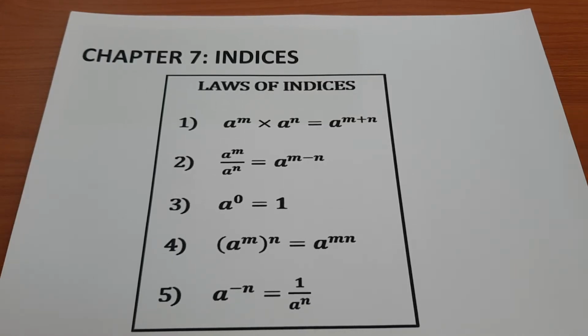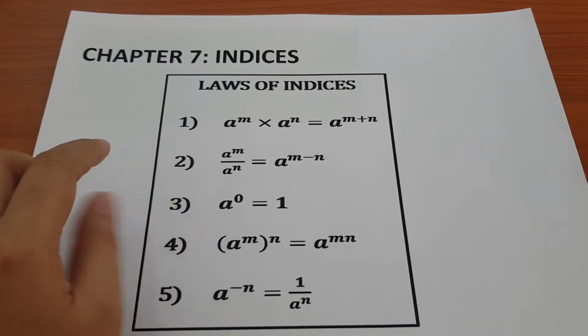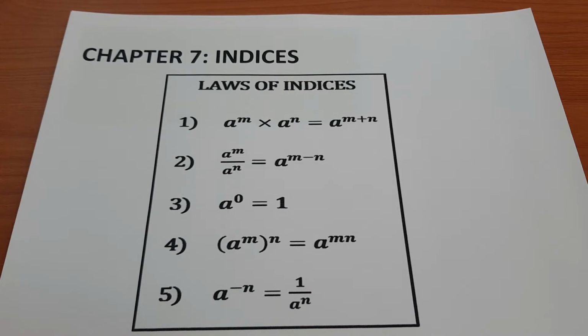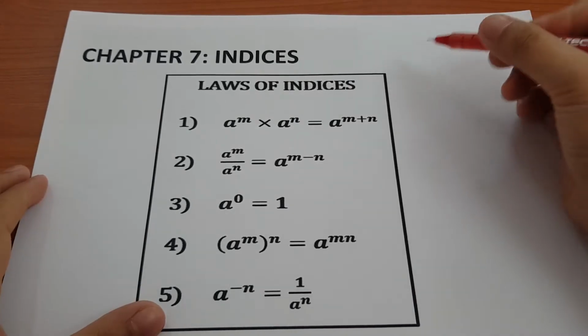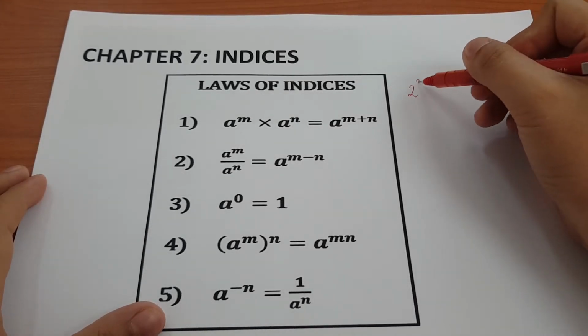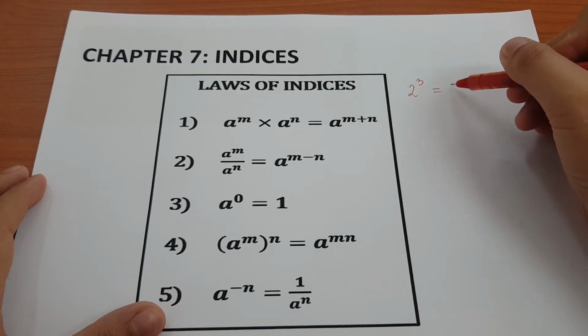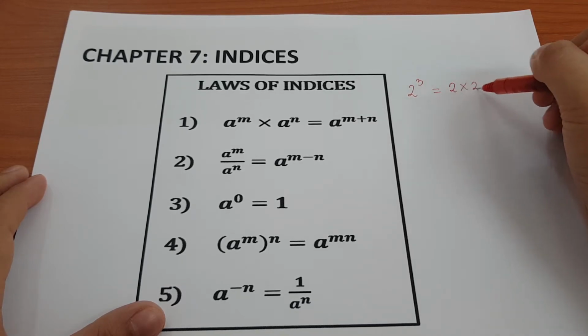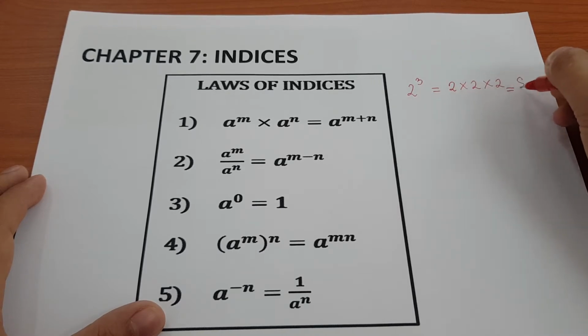Today we are going to discuss chapter 7 on the laws of indices. We have to remember these 5 general rules. Before that, let's recall what we mean by indices. If you say 2 to the power of 3, it means you multiply 2 three times, so 2 times 2 times 2 will give you 8.